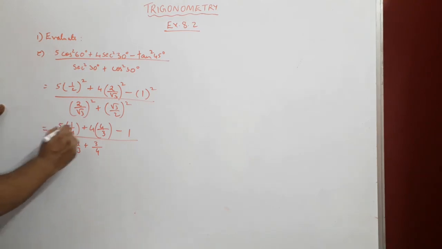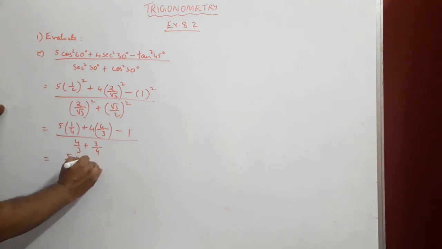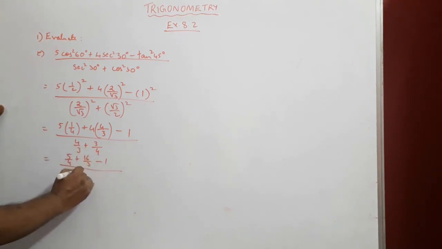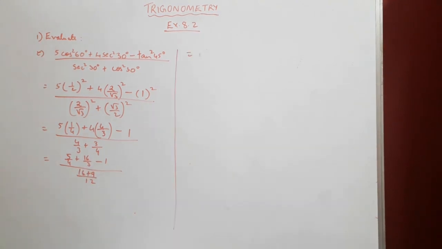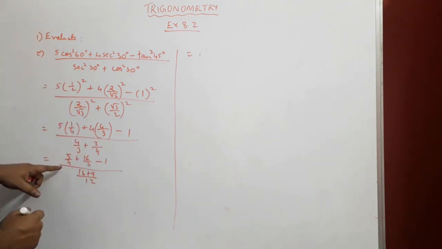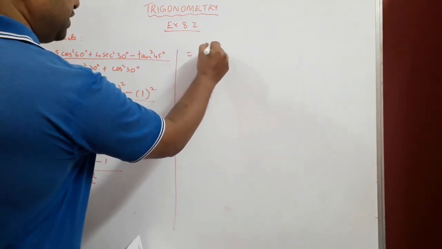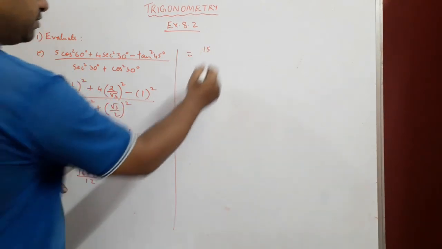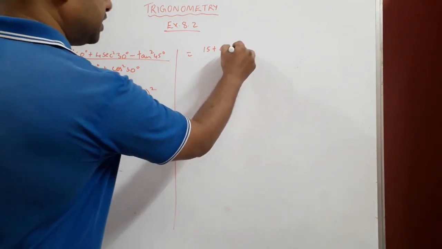Now we need to solve this further. So this will become 5 upon 4 plus 16 upon 3 minus 1, whole thing upon, here if we take the LCM, this will become 16 plus 9 upon 12. So we have to take LCM over here in the case of the numerator, and that is going to be 12. So 5 will be multiplied by 3, we'll get 15, 16 will be multiplied by 4, we'll get 64, and 1 will be multiplied by 12.